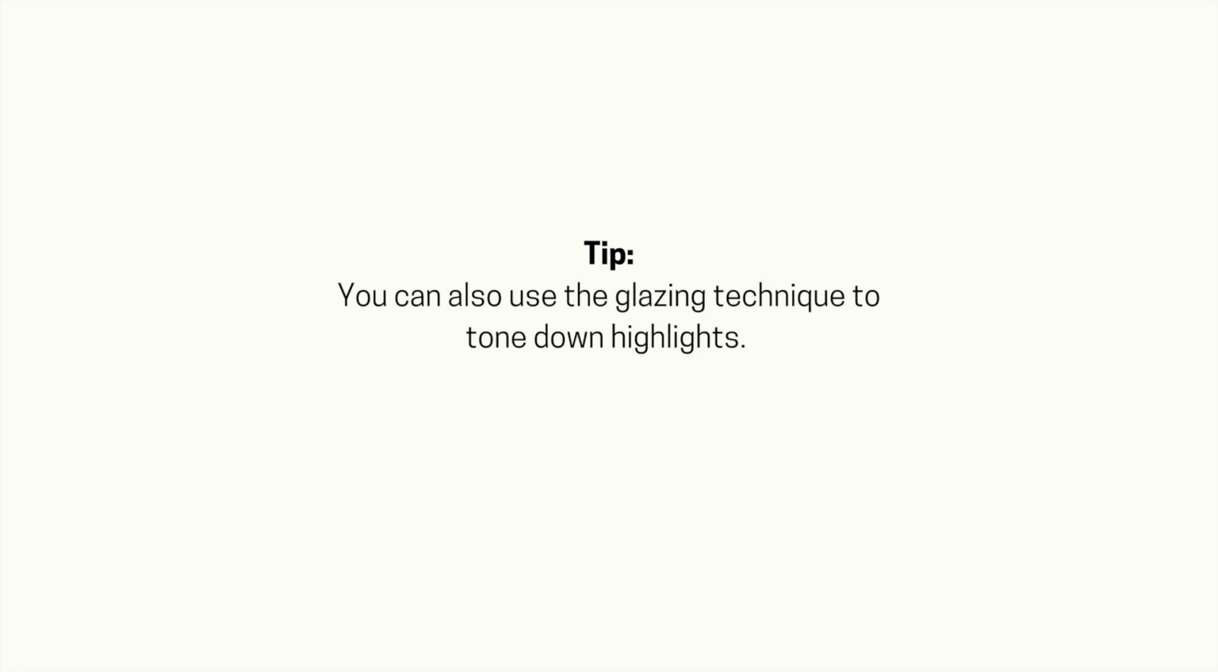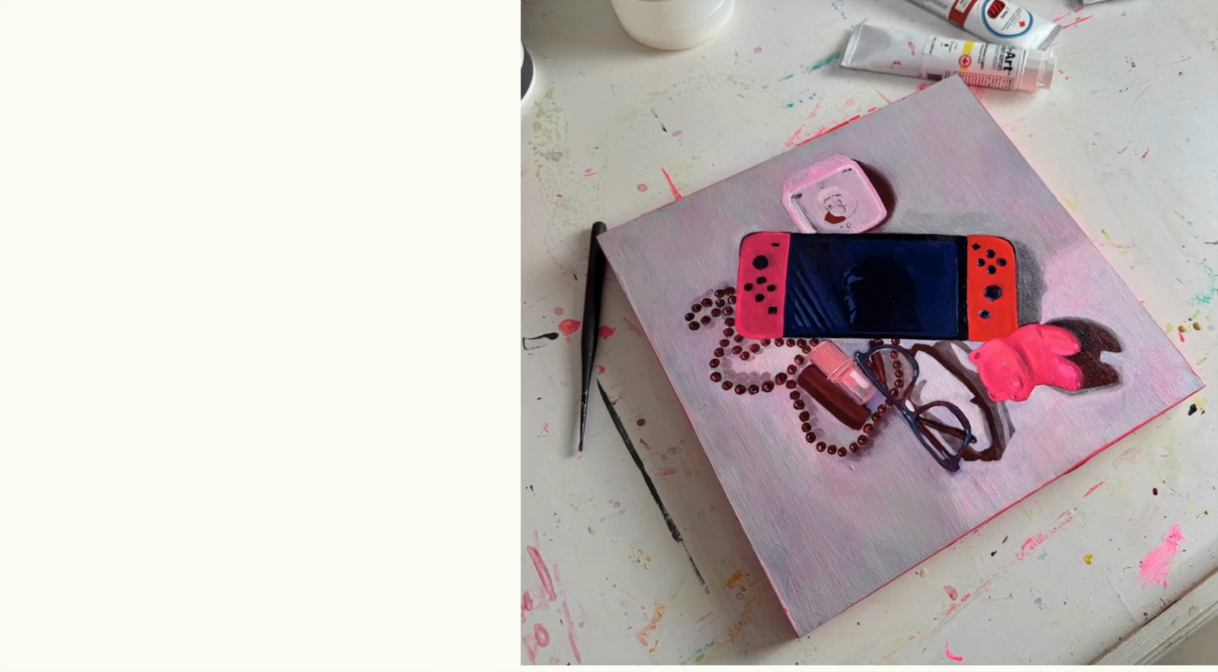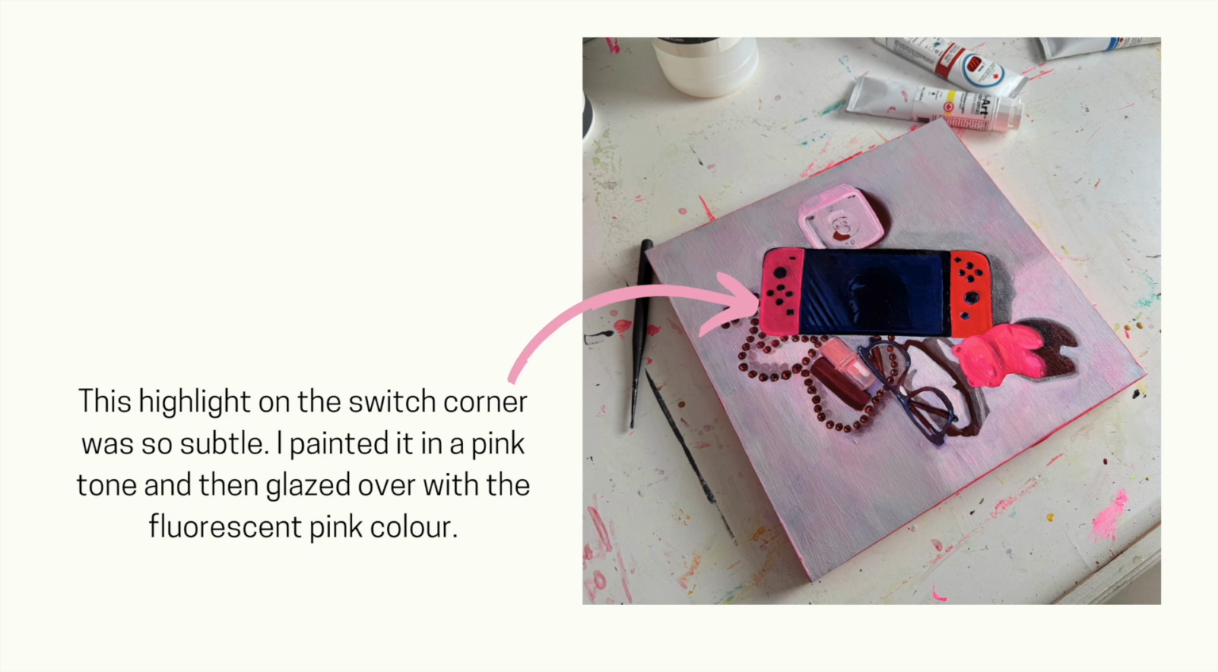You can use the glazing technique to tone down highlights. This highlight on the corner of the Nintendo Switch was super subtle on the reference image. I mixed a pink color and used that for my highlights, but it was too bright because the plastic was not shiny. It's more of a matte plastic. So I needed to tone down that highlight, and I glazed over it. I basically painted over it with the fluorescent pink color mixed with some acrylic medium to tone it down.